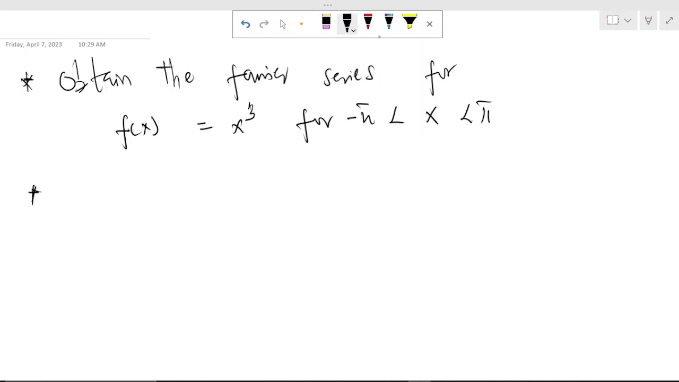And number two, f of x equal to x squared for minus pi less than x less than pi.